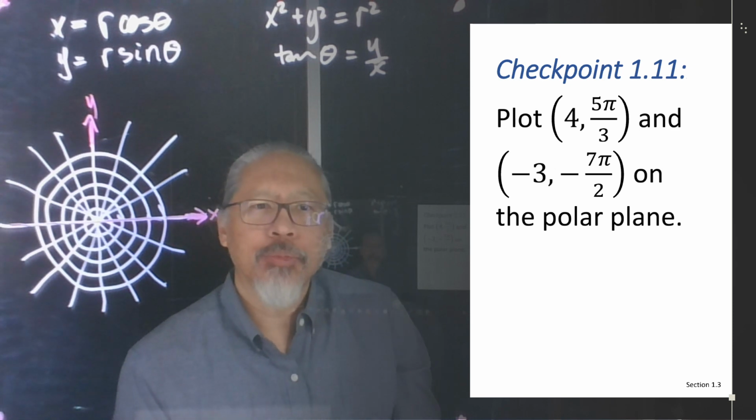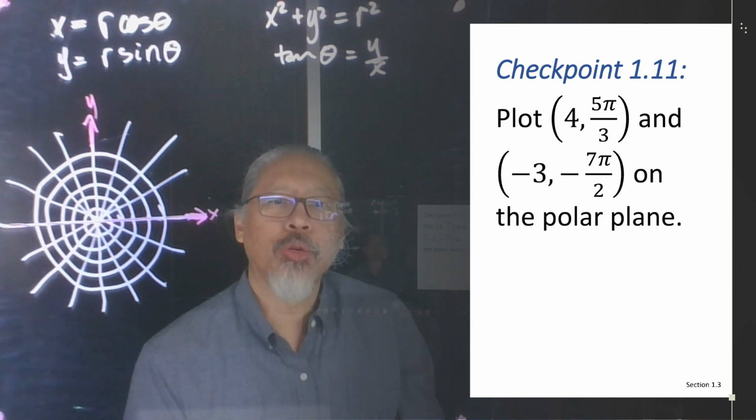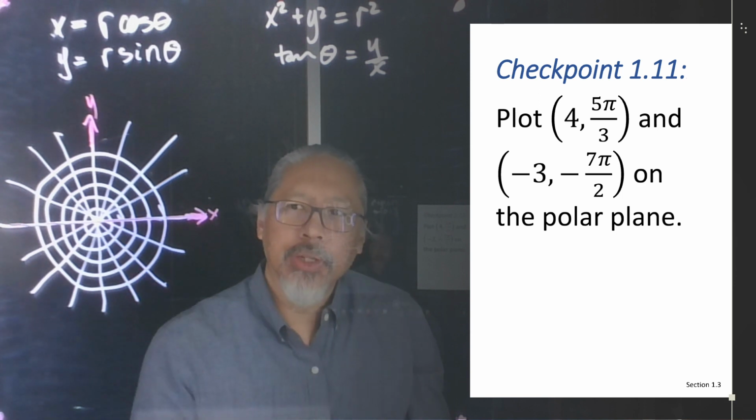Hi, this is checkpoint 1.11. They want us to plot a couple of points. They want us to plot a polar point (4, 5π/3) and (-3, 7π/2). So I drew one of these guys.